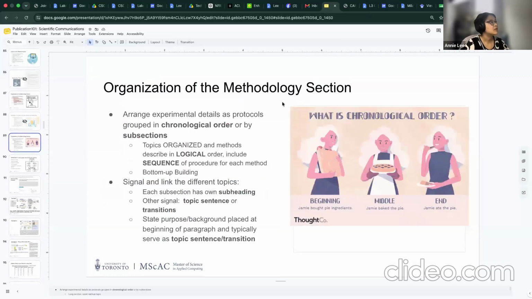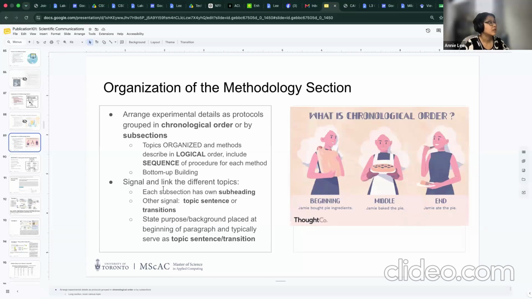Okay, so in what order should you put the methodology section? It's very simple. Just put it in chronological order. That's what we usually do in ACL. In some different venues, you might just put it in something that's logical. But generally you have a beginning, a middle, and an end, like baking a pie, right? Like you buy stuff, you bake it, you eat it.